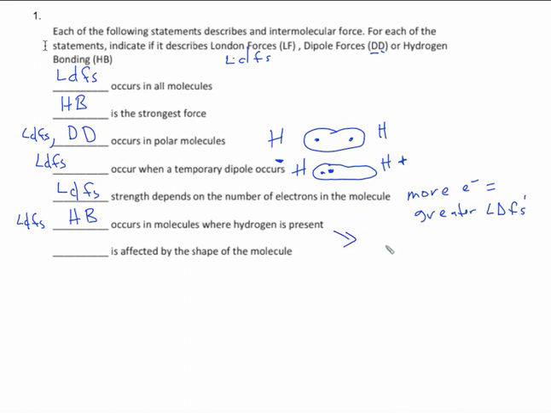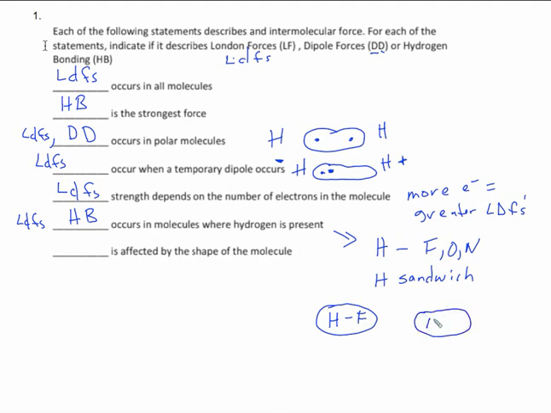The key is to identify hydrogen bonding. Hydrogen has to be bonded to either F, O, or N, and I like to say hydrogen has to be sandwiched. You have to have a hydrogen sandwich between F, O, or N. For example, if you had hydrogen fluoride, it could have a force of attraction with another hydrogen fluoride. This force of attraction right here would be called a hydrogen bond because this hydrogen is sandwiched in between two fluorines. I didn't draw the lone pairs, but the fluorine should have lone pairs on it. So this would be a hydrogen bond right here.